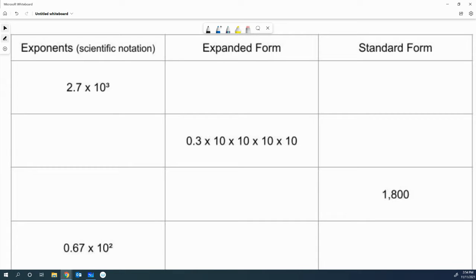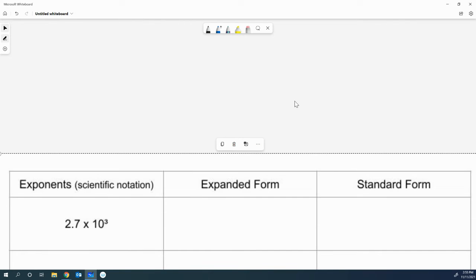In this video, we will focus on multiplying decimals by powers of 10, or exponents. Specifically, we are going to be converting these numbers between the exponent form, also called scientific notation, the expanded form, and the standard form. I hope you remember decimals. Let's scroll up just a tad to get a little bit of memory of these decimals.